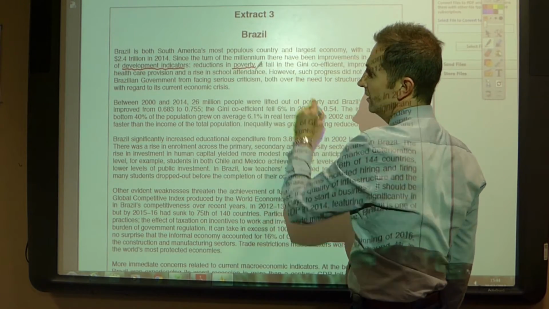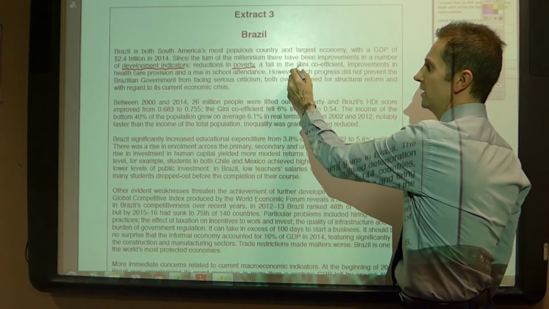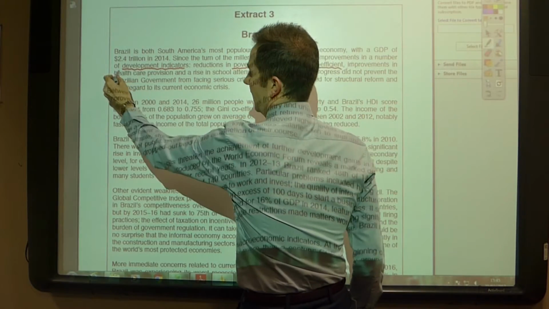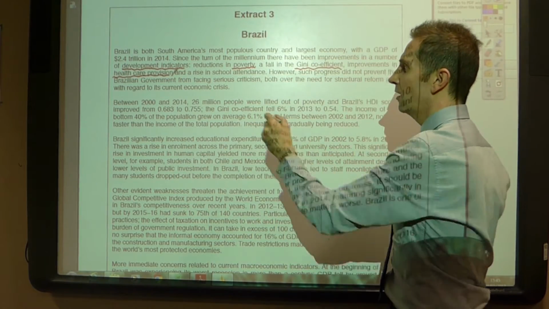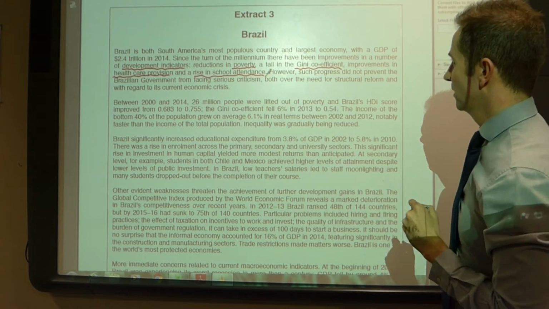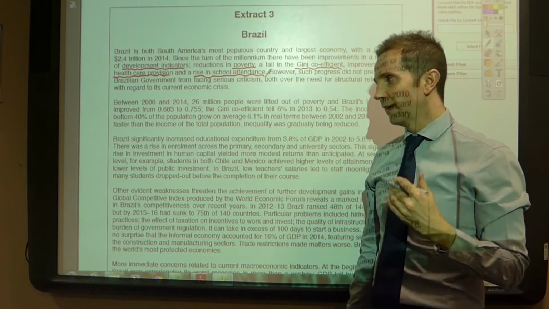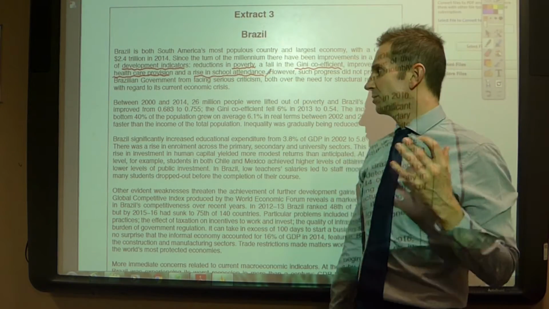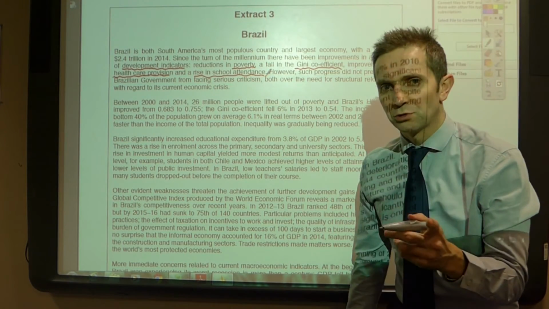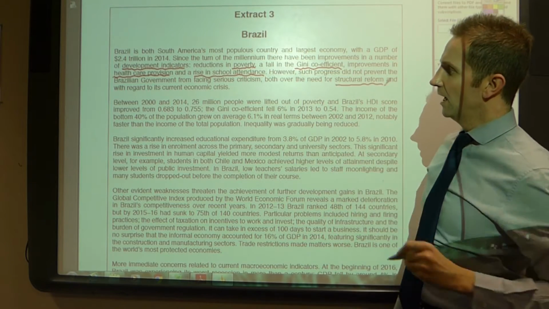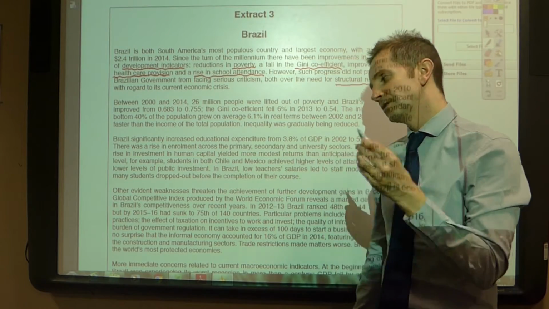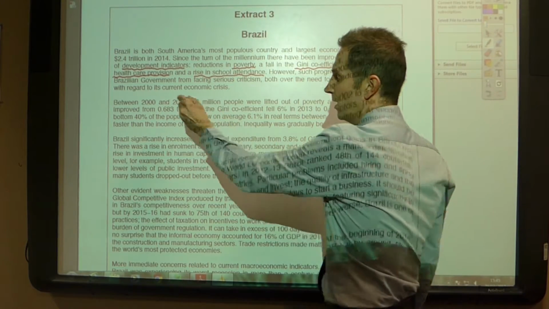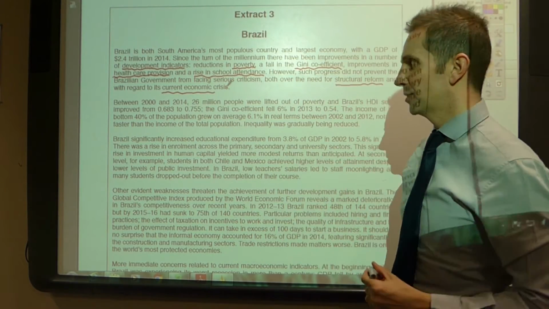Reductions in poverty, an important term. A fall in the Gini Coefficient, another important term. Improvements in healthcare provision. And a rise in school attendance. So these are all improvements in Brazil's development indicators. However, such progress did not prevent the Brazilian government from facing serious criticism both over the need for structural reform and with regard to its current economic crisis, of which the extract goes into more detail in the very last paragraph of this particular extract. So I'll highlight that, but we'll say more about it when we get to that particular paragraph.